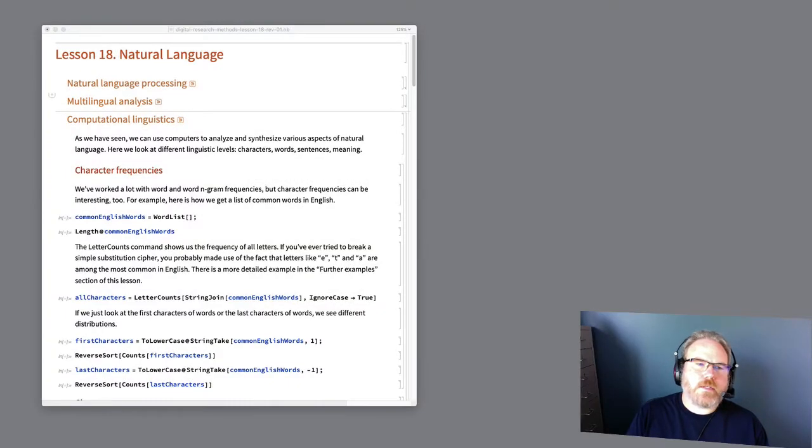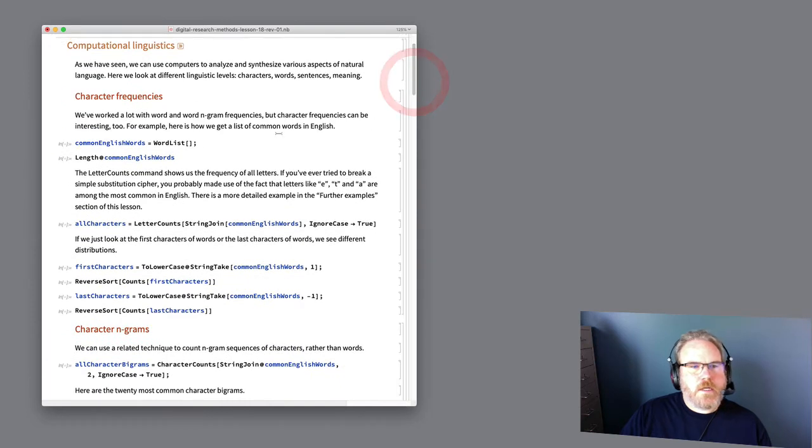In this part of the lesson, we look at Mathematica's abilities to analyze natural language at a variety of scales, ranging from characters and words, pieces of words, up through sentences to the meanings of parts and wholes of sentences. Let's start with character frequencies.